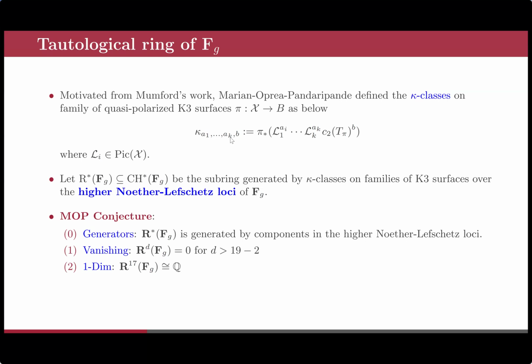The other is the vanishing. So they conjecture that when d is larger than the dimension of F_g, which is 19 minus 2, this is 0.